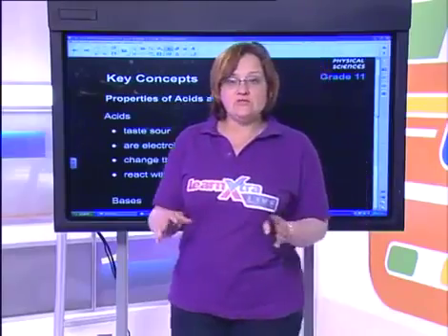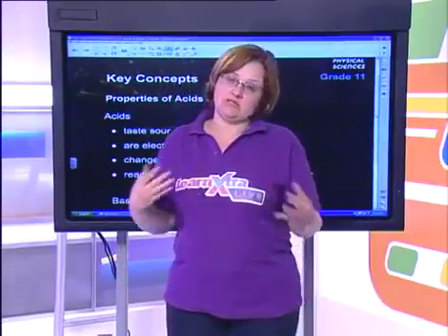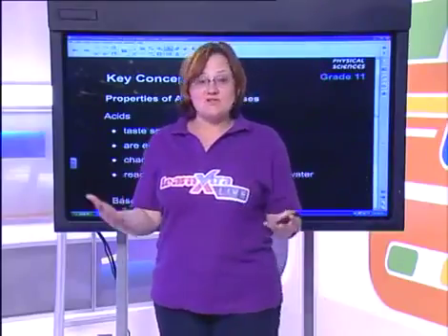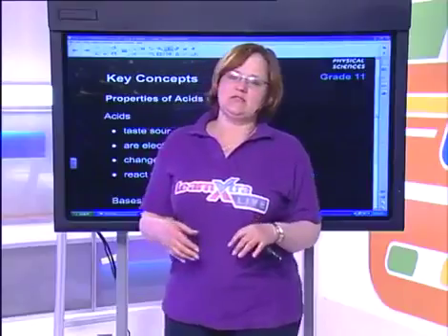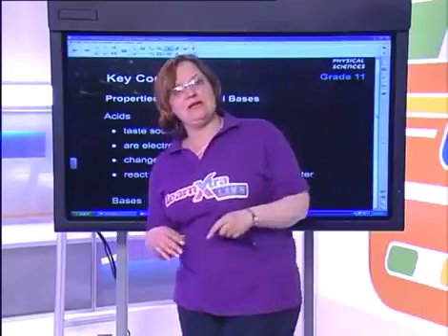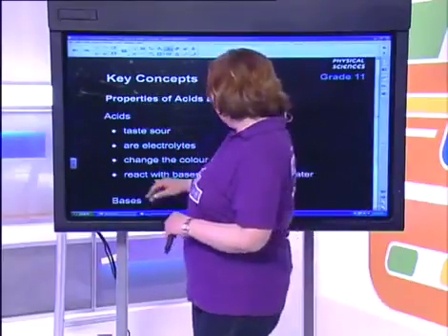They change the color of indicators. Remember, an indicator is simply an organic compound which changes color according to the pH of the substance it is in. Indicators are actually wonderful things, and we have a lot of natural indicators. We'll talk about this again next week. Red cabbage is a natural indicator. Black tea is a natural indicator. But depending on the pH, it changes color.